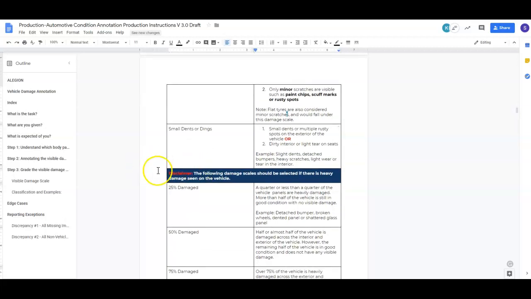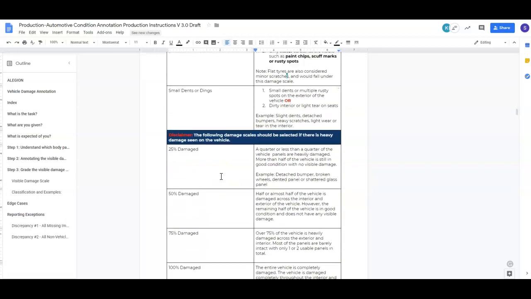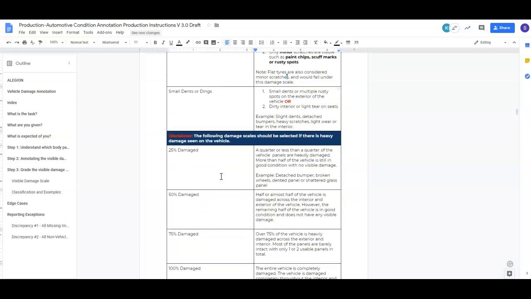Now again, here's a disclaimer: the following scales are all to be selected if you start seeing heavy damages on the visible part of the vehicle. Let me add this here. I keep stressing visible part, and heavy damages in this part. Okay, now here we go again.